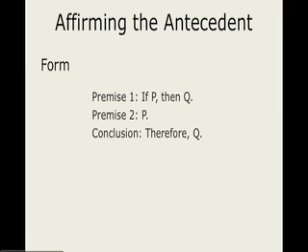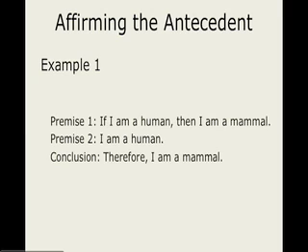The first form that we're going to look at is actually represented in our example in the last podcast. The form is, if P then Q, P therefore Q. This form is called affirming the antecedent. Here's the first example. Premise 1, if I am human, then I am a mammal. Premise 2, I am a human. Conclusion, therefore I am a mammal.